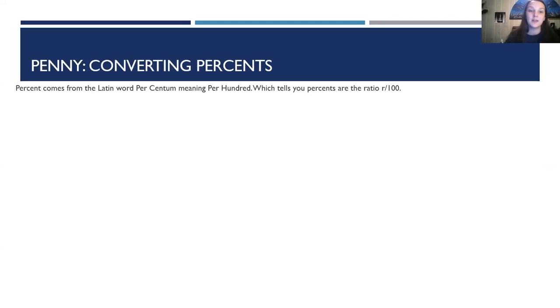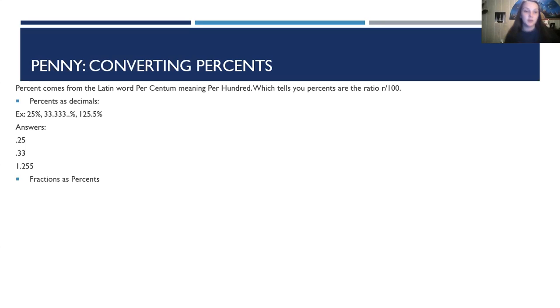Percent comes from a Latin word, percentum, meaning per hundred, which tells you that percents are the ratio of R over 100. Percents as decimals. Example: 25%, 33.333%, and 125.5%. The decimal for 25% is 0.25. The decimal for 33.333% is 0.33, and the decimal for 125.5% is 1.255.